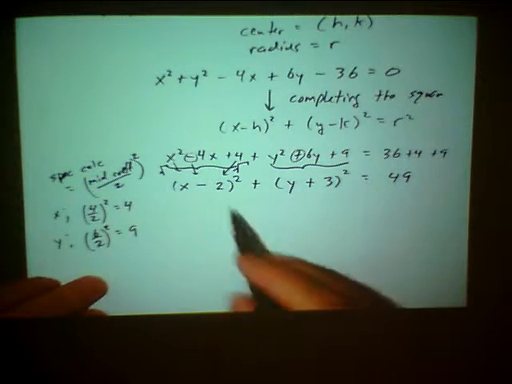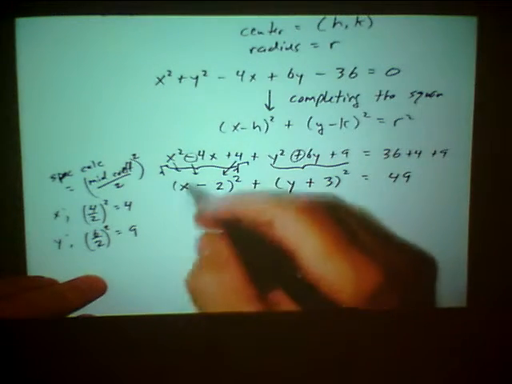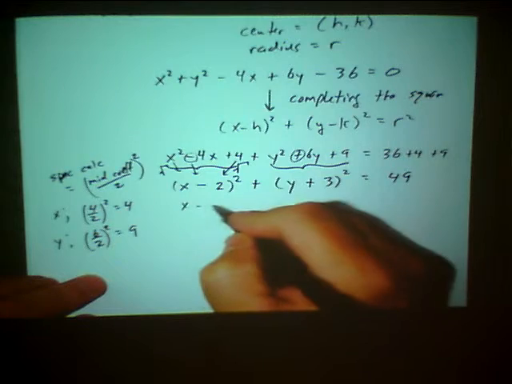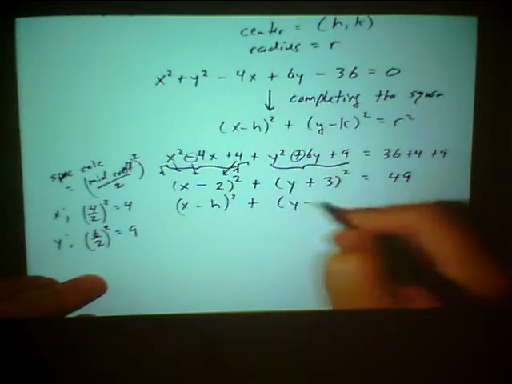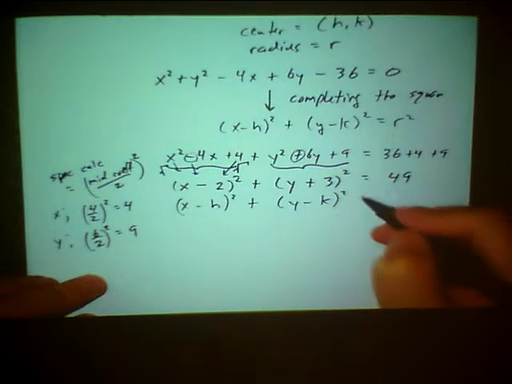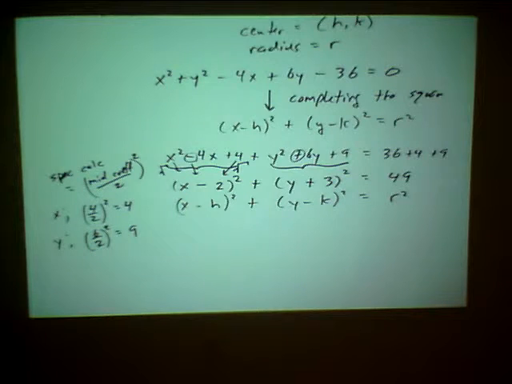Now look what I have here. This is in the form of the equation of a circle, and I'll write it here to emphasize that. Here's the standard equation of a circle. So I have now taken this original equation and rearranged it so that it's in the standard equation of a circle.